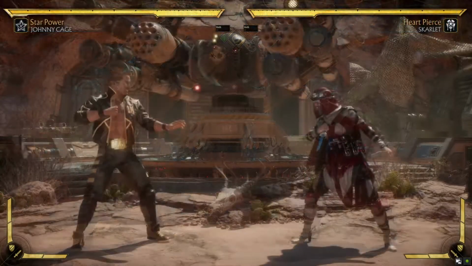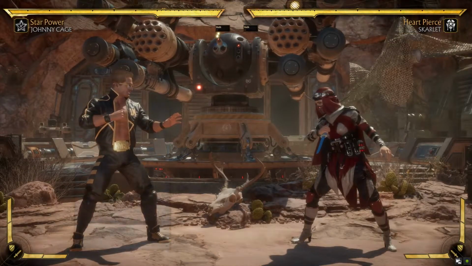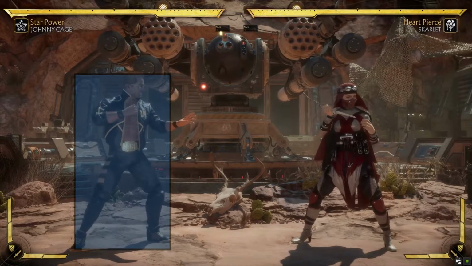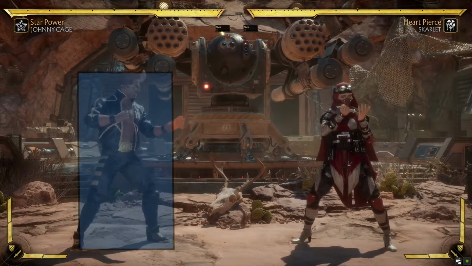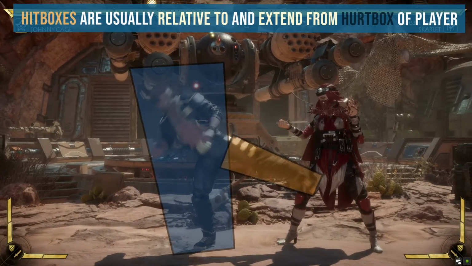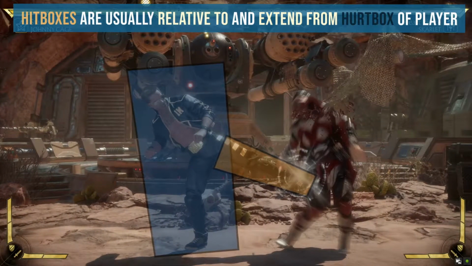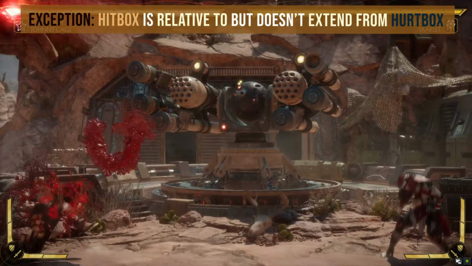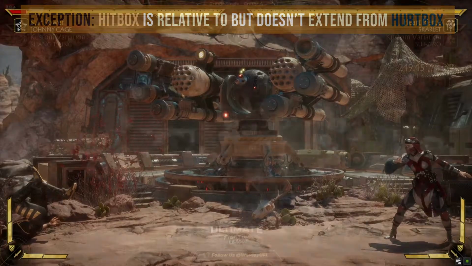On the other hand, if we talk about the hitboxes, then the existence of the hitbox of a move is relative to where the hurtbox of that player is, and is usually an extension of that hurtbox, but exceptions are there. For example, the hitbox of this ranged attack of Scarlet can exist quite far from her hurtbox.